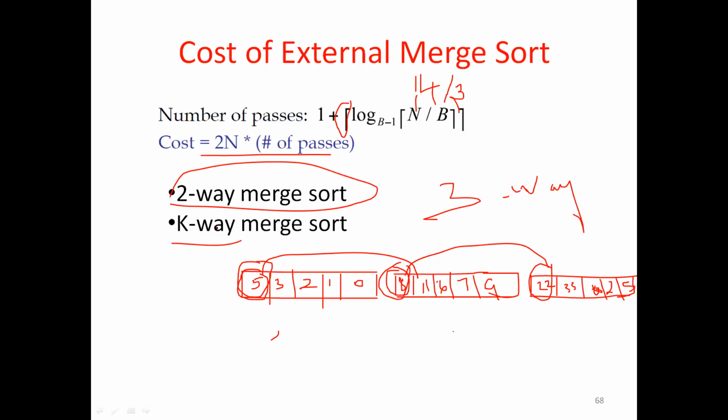So in external sorting, you use the merge sort algorithm, and you can use any type of sorting in internal sorting. Is it okay? Fine.